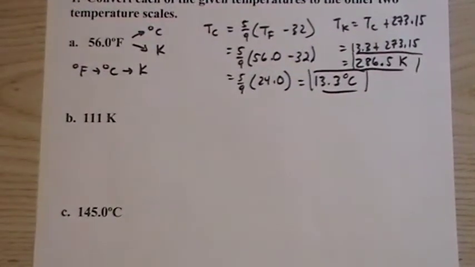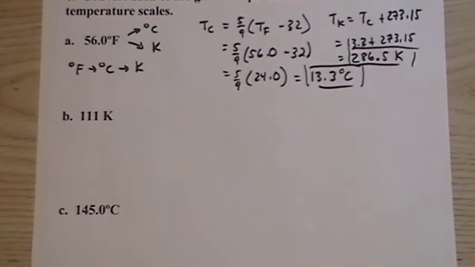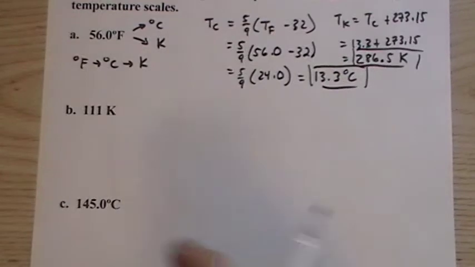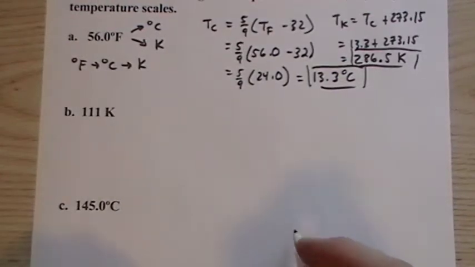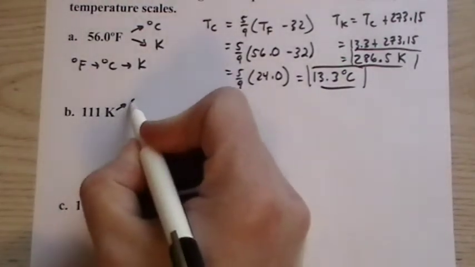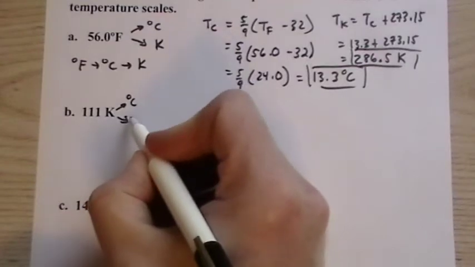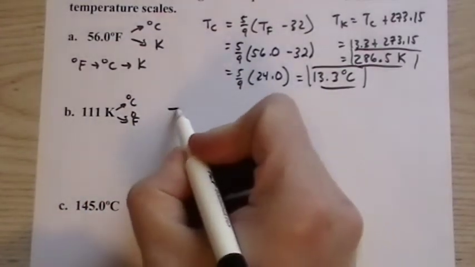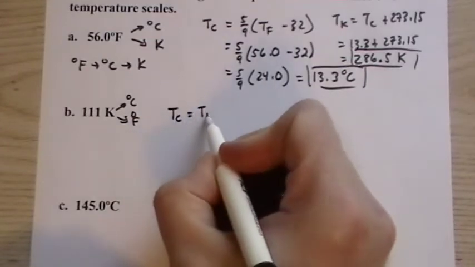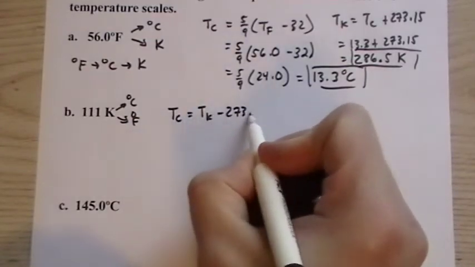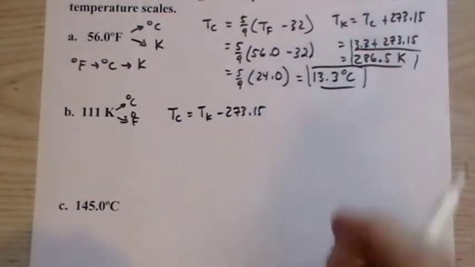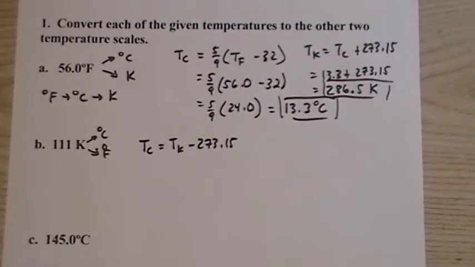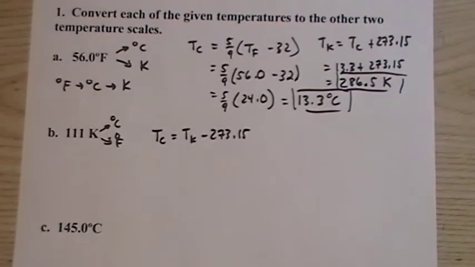So for the next one, 111 Kelvin, we're going to do four different ones here, so we're going to go pretty fast. We need to convert to Celsius and then also to Fahrenheit. So we have TC is equal to TK minus 273.15. So just going back to Celsius here, the reverse of what we just did.